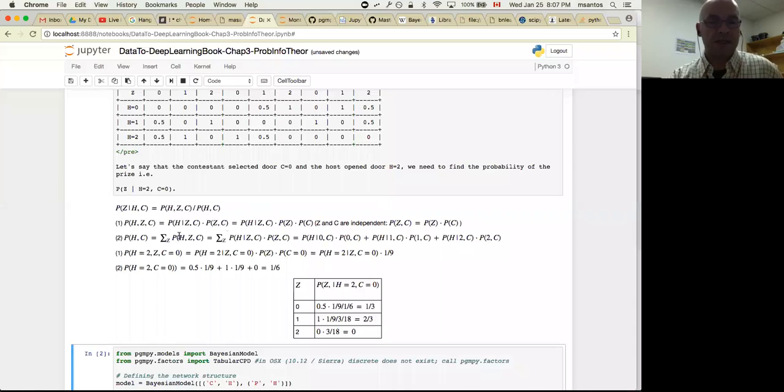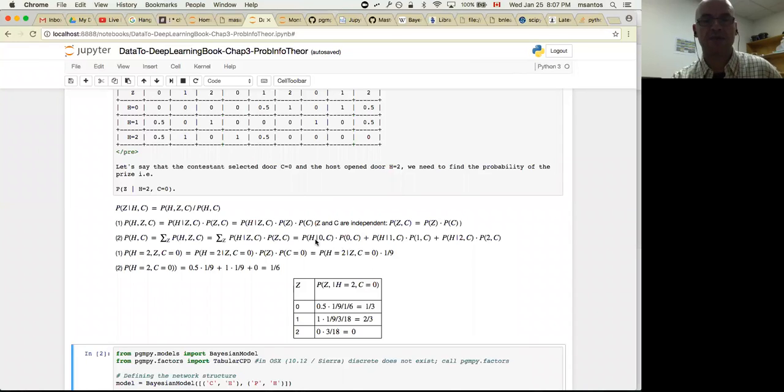So let's go back and then calculate the specific values for expression number 1 and expression number 2. We were interested in calculating this joint probability when H is equal to 2 and C is equal to 0. And we need also to calculate this probability, which is this, when H is equal to 2 and C is equal to 0. Let's go first over this. This is easy because I just have to put the values here.